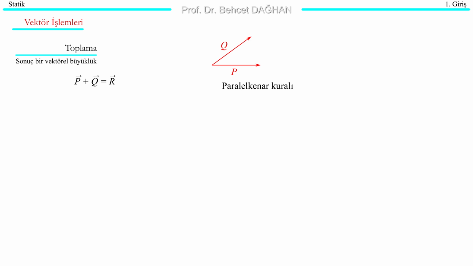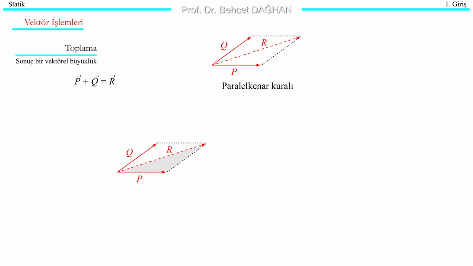We can also do the addition with the parallelogram rule. This is another alternative. When adding with the parallelogram rule, we bring together the starting points of the two vectors. We draw parallels from the end of each to the other. We draw parallels from the end of P to Q and from the end of Q to P. A parallelogram emerges. The vector along one diagonal of this parallelogram is equal to the sum of P and Q. Which diagonal? The vector drawn from the starting points of P and Q to the opposite corner is their sum. It is found this way.